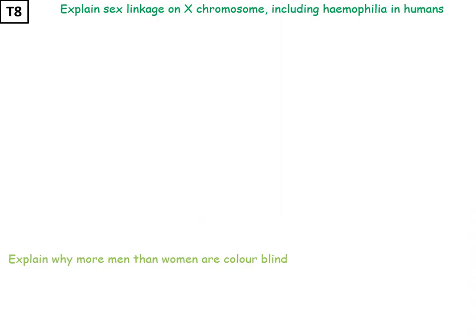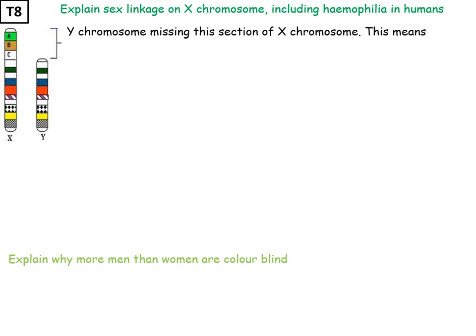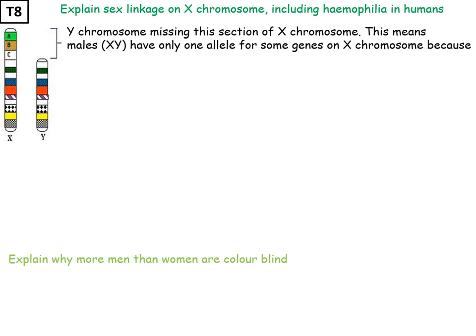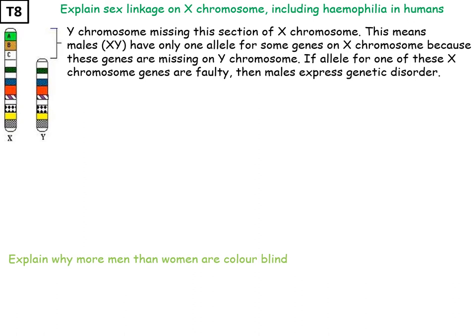To explain sex linkages on X chromosome, including hemophilia in humans. So as we said, the Y chromosome is missing this section of the X chromosome. This means that males, XY, have only one allele for some genes on the X chromosome for those missing parts. Because these genes are missing on the Y chromosome, if the allele for one of these X chromosome genes is faulty, then males express the genetic disorder. So they will express the faulty allele that's on the X chromosome in this section that they would inherit from the mother.